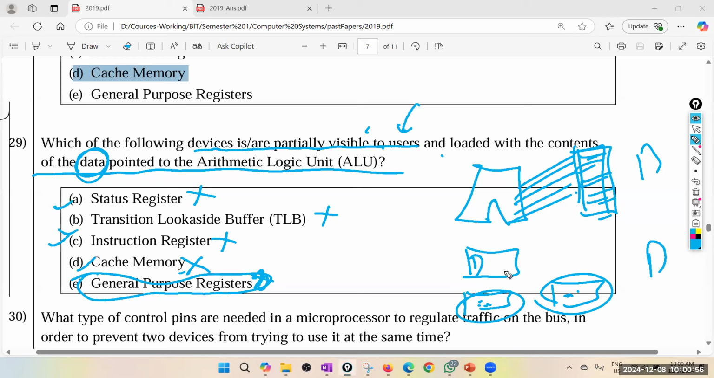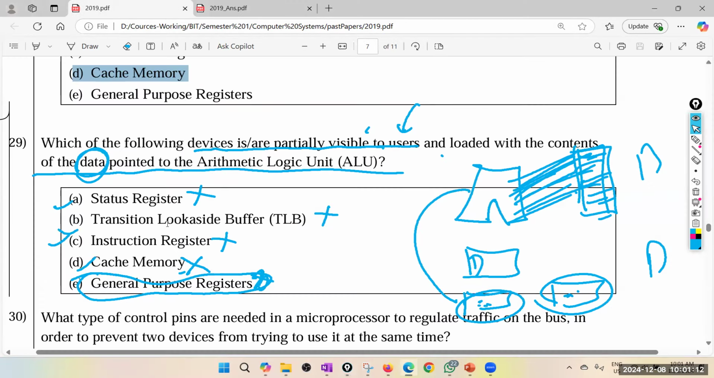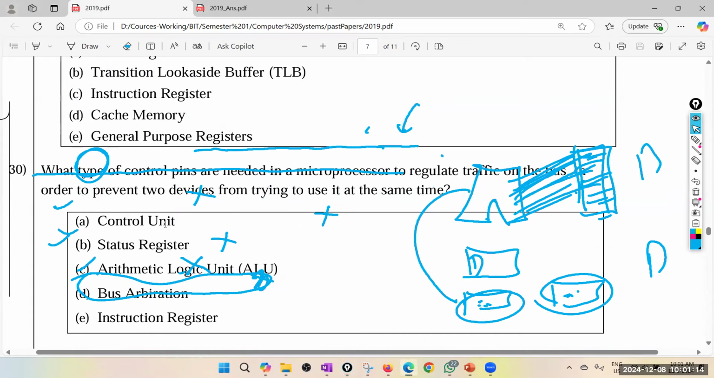Cache memory is sort of an indirect thing, because ALU can't refer to the cache. ALU can refer to the general purpose registry. So therefore I'll go for it. Yes, answer is C. Anyway, this is a set of difficult questions, okay?